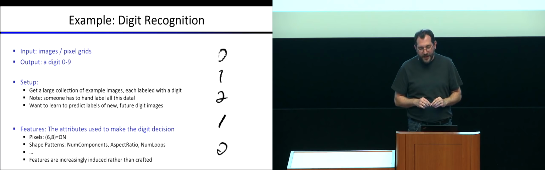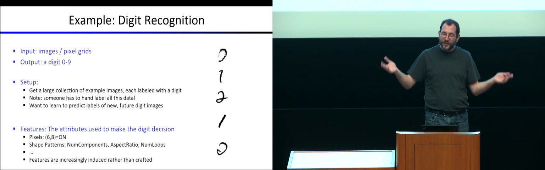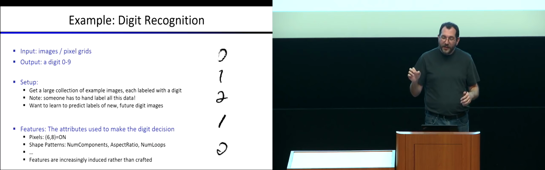What's the setup for this? We're going to have to collect a large number of example images. Each one has to be labeled: this is a 7, this is a 2, this is a 4. Somebody has to hand label all this, or somebody has to design an ecosystem where this stuff is sort of self-labeling.